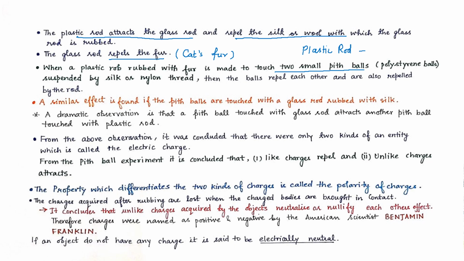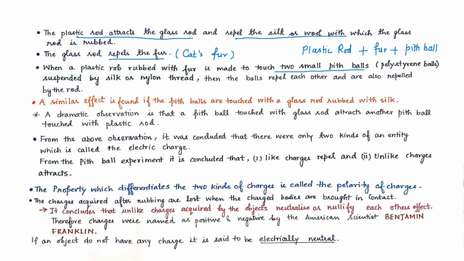And rubbed it with fur, and then we kept our pith balls around the plastic rod, polystyrene balls. These pith balls are made up of polystyrene, so we can call them polystyrene also. And this plastic rod is suspended by silk or nylon thread and is kept into the insulating cup to handle it.